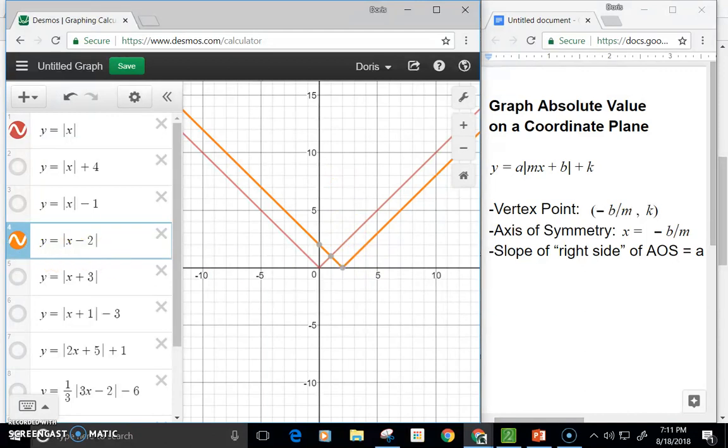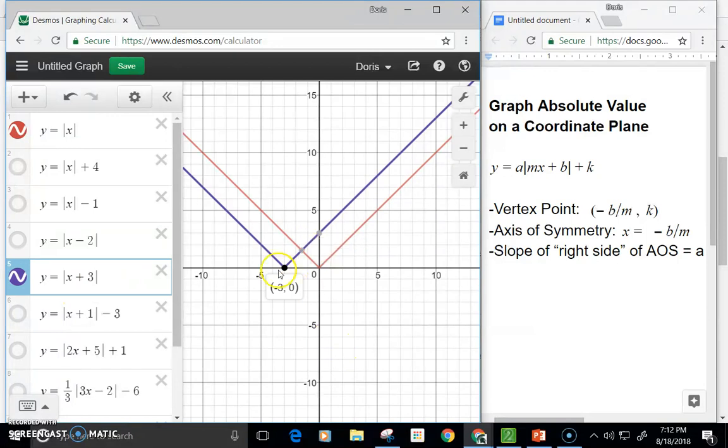And if I focus on the graph where we have added 3 to the value of x and where it's been pulled back 3 units, the axis of symmetry has also been pulled back 3 units. So it's where x equals -3. Remember that the axis of symmetry always goes through the vertex point.